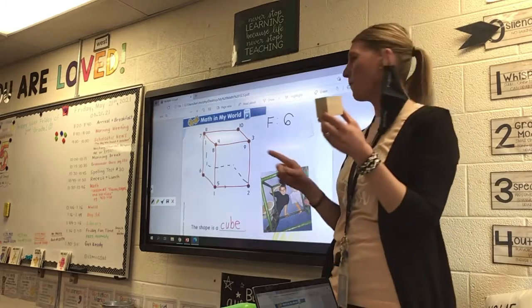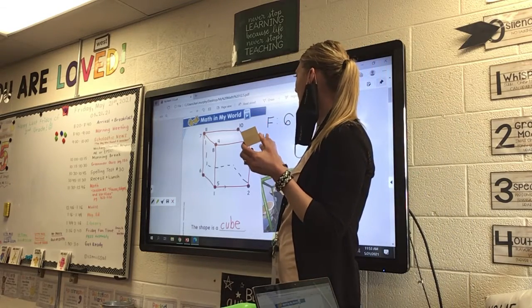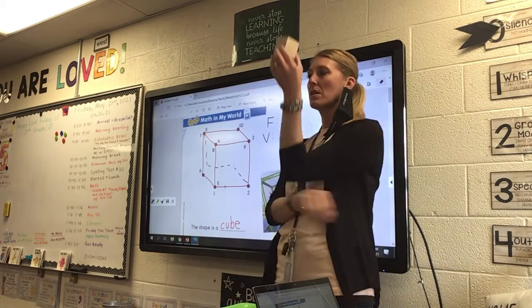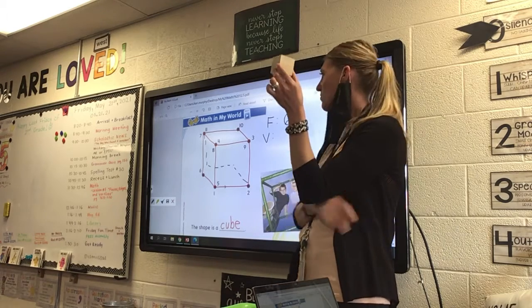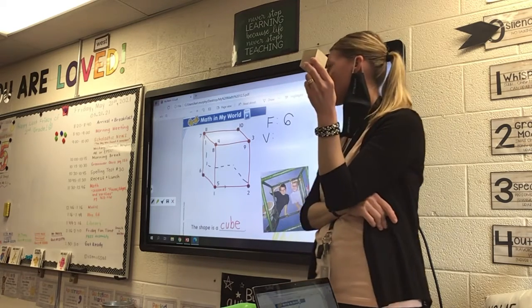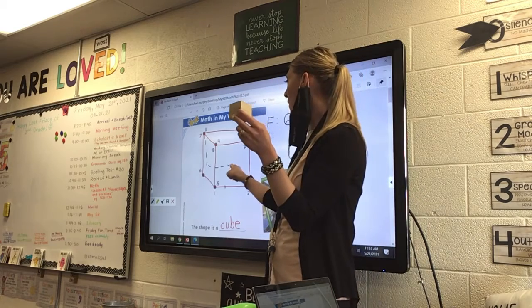Okay, now we got the faces. Let's do the vertexes or the corners. So I want you to count. How many dots do you see? Remember, there's probably going to be one hiding.